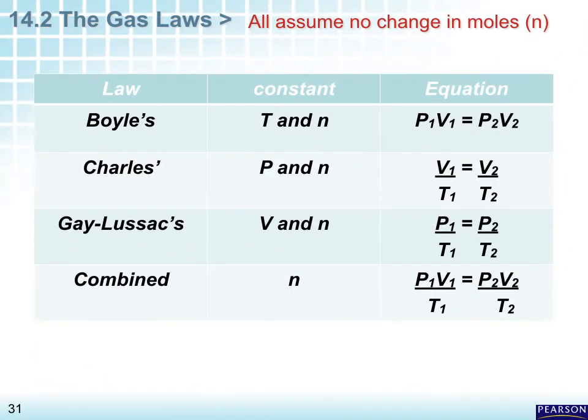So here's a summary of the four gas laws. When temperature and the amount is constant, that's Boyle's law. When pressure and the amount is constant, that's Charles. When volume and the amount is constant, that's Gay-Lussac. And when you only keep the amount constant, meaning you change the pressure, the volume, and the temperature, that's the combined gas law.